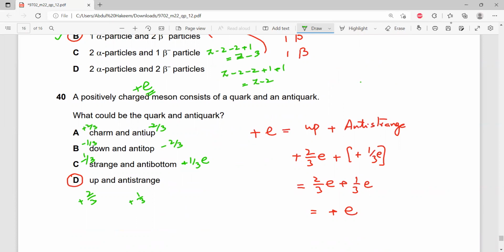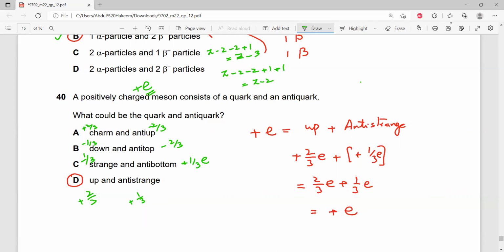Option A, charm plus 2 by 3 elementary, anti-quark minus 2 by 3 elementary. When both are added, the answer becomes 0. No, it's not the correct option, because the answer required is plus 1e, not 0. B, minus 1 by 3 and minus 2 by 3, when added, the answer becomes minus 1 elementary. No, this is negatively charged, not positively charged. Move to C, minus 1 by 3 elementary for the strange, and for the anti-bottom, plus 1 by 3. So the answer becomes 0. No, it's not neutral.